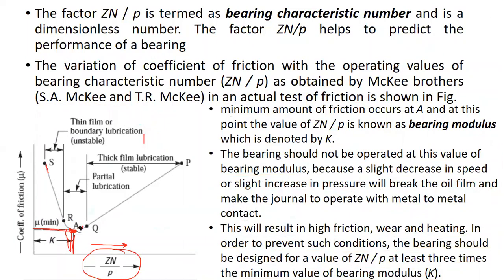I hope you understood what Mackey's brothers have done. They have done actual tests of friction. They have plotted a graph of mu versus ZN by P, and they are telling that the bearing characteristic number is a dimensionless parameter, and it is very important because it predicts the performance of the bearings. And graphically, they have shown how ZN by P is very important.